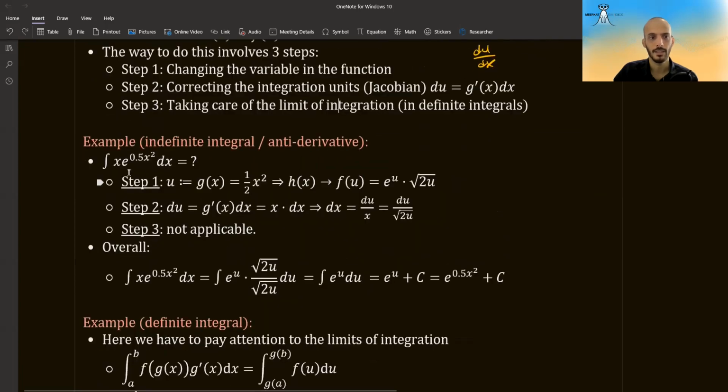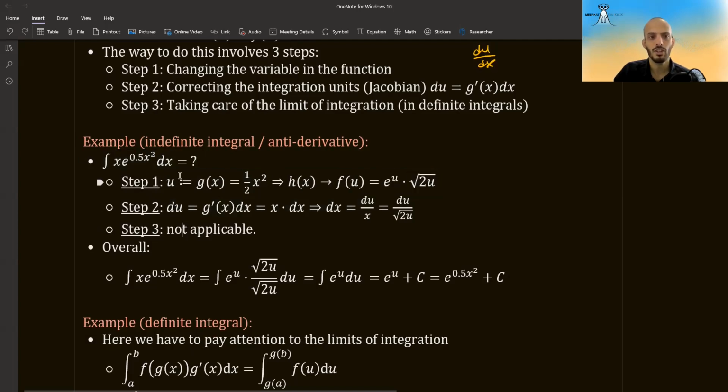So let's see an example. Suppose we want to find the indefinite integral or the antiderivative of this expression over here. One way to do this is to say, okay, let's call half of x squared u. Then in step 1, we have to change all the variables in the function. So we get e to the power of u, but then x, how do we represent that in u? Well, it's the square root of 2u. So this is our new function, f of u. So we can write this as this.